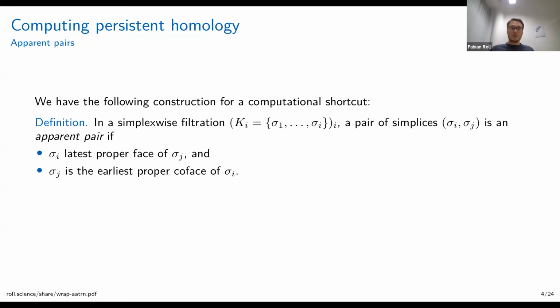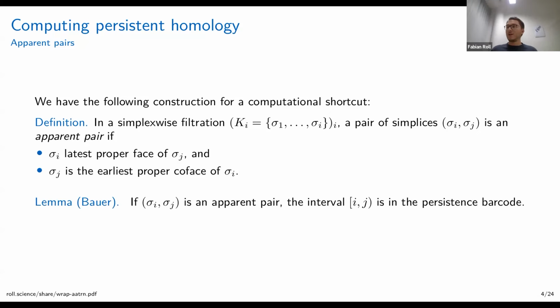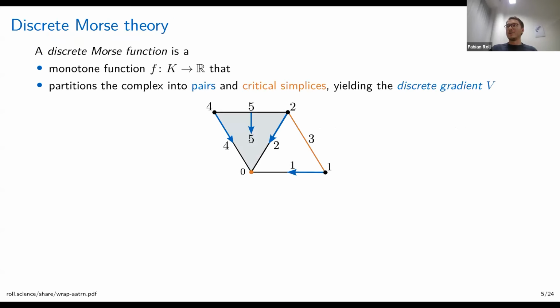Now, why is this important in the context of persistence? Well, you can make an easy observation, namely that if you have an apparent pair sigma_i, sigma_j, then the interval [i,j) is contained in the persistence barcode of this simplex-wise filtration, which is good and is also leveraged in some implementations of the persistence algorithm. Maybe you know Ulrich Bauer's Ripser software. There it is used to shortcut the computation by a lot. Okay, so this was persistence.